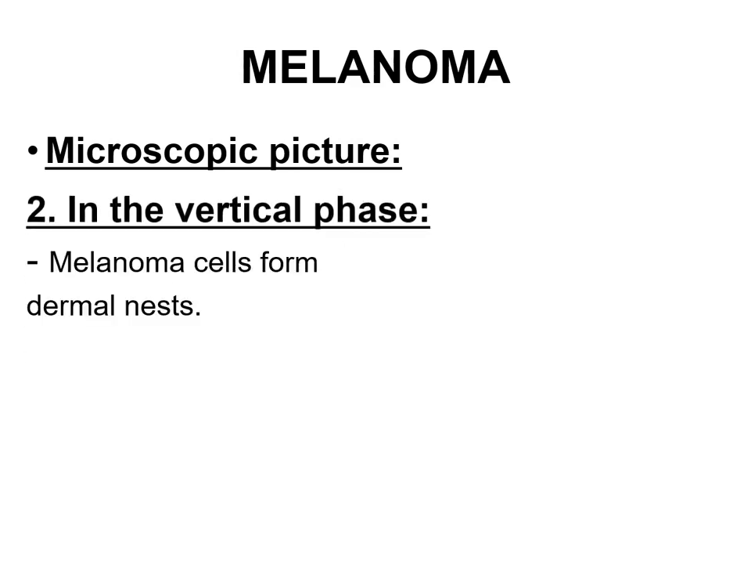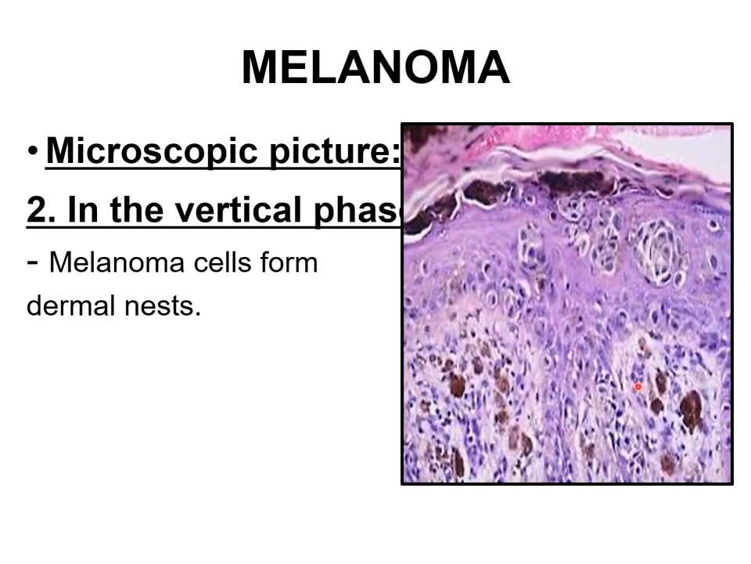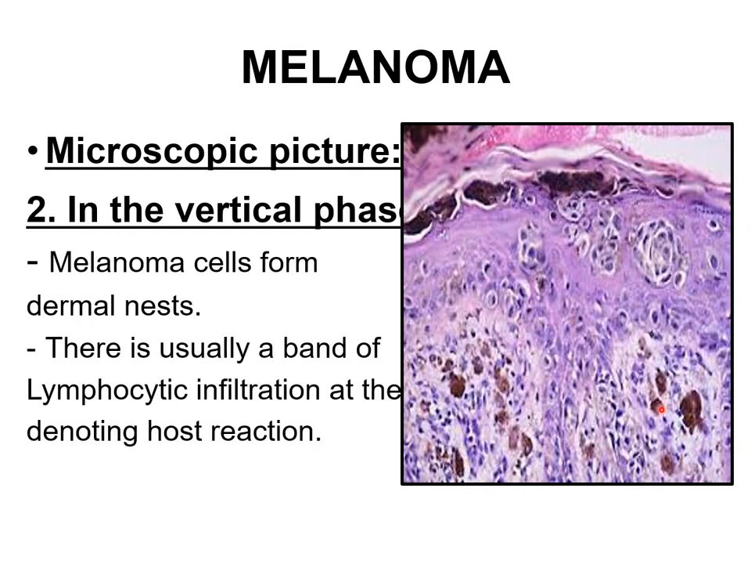In the vertical phase, melanoma cells form dermal groups or dermal nests. Here are the dermal groups in melanoma. Not in all cases can we see the melanin, the brown pigment here. Usually, as with any foreign cells, which are malignant cells here, the host will react. So we can see a band of lymphocytic infiltration, denoting a host reaction.